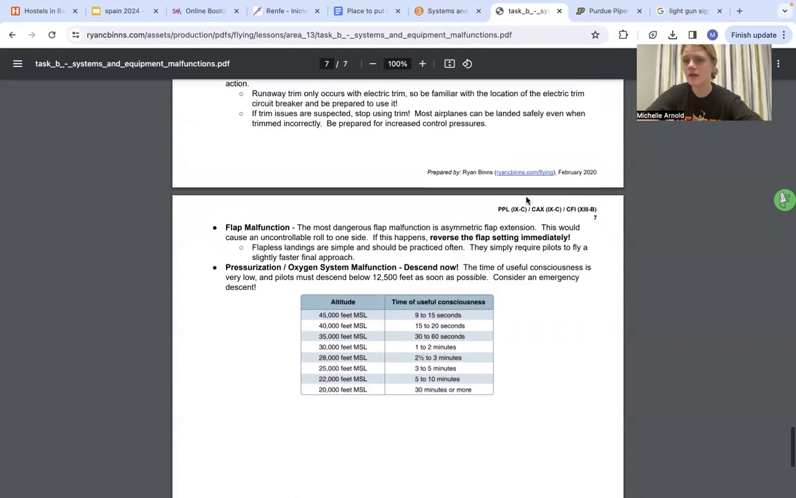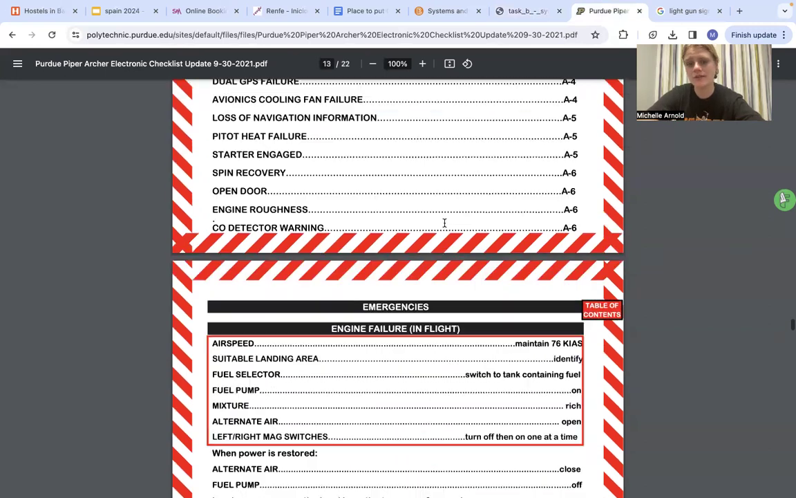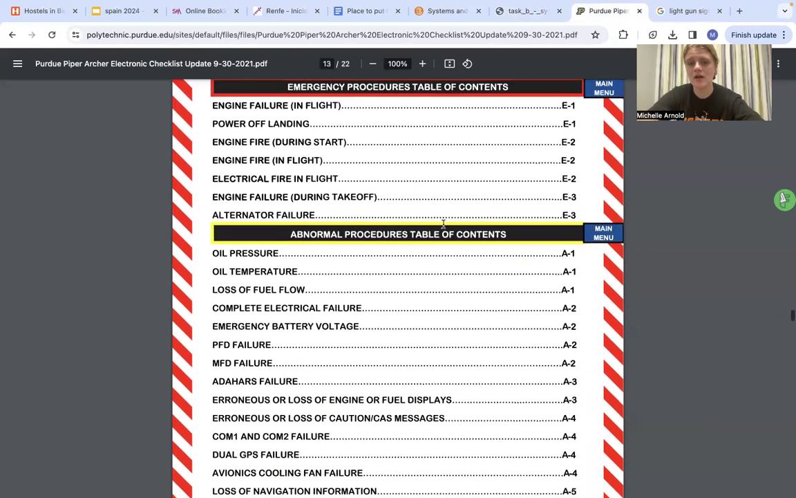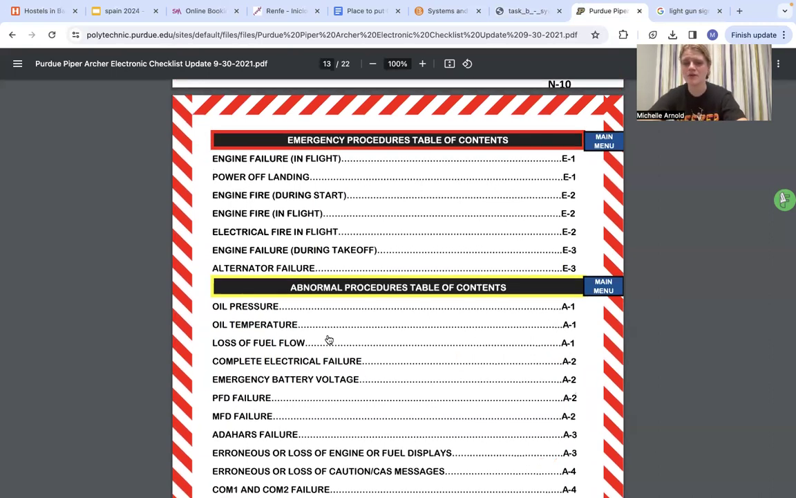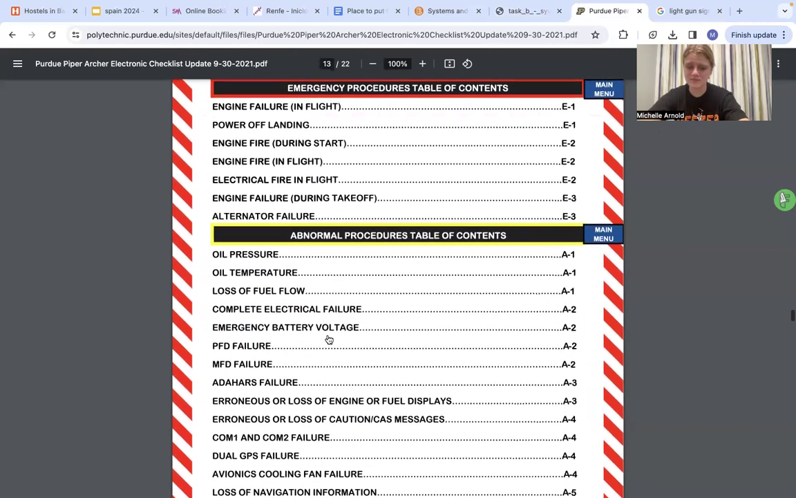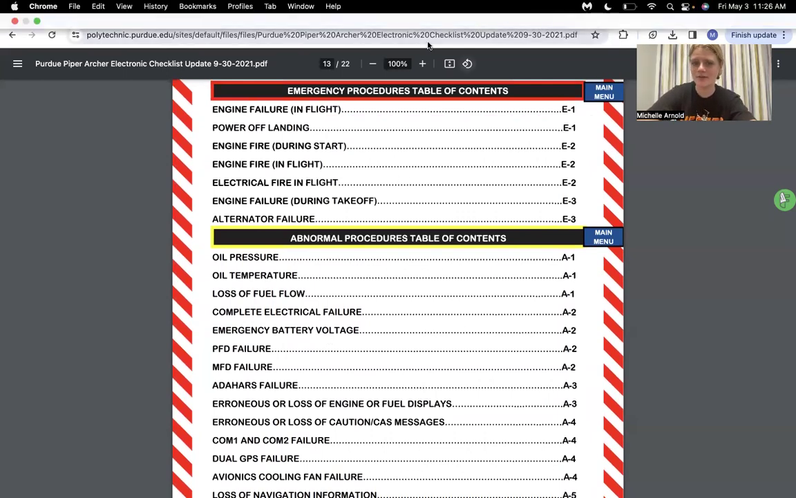All right, so to recap, the most important thing is to refer to this checklist. If you have any abnormal procedures or emergency procedures, make sure you have everything in these red boxes completely memorized before going solo. And just remember, aviate, navigate, communicate.